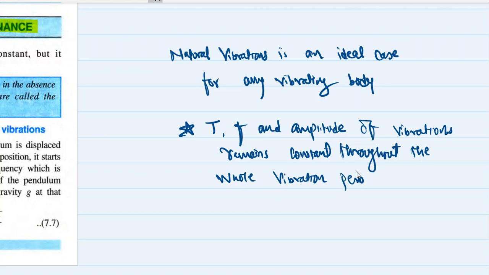ऐसे भी बोल सकते हैं. Which is really a difficult thing. In practical situations, this is never possible. कोई भी body infinite time के लिए same time period, same frequency और same amplitude से vibrate नहीं कर सकता. ठीक है? तो natural vibration ideal case है. कोई भी body जब अपनी natural frequency और natural time period के साथ एक constant amplitude के साथ vibrate करेगा, तो उस vibrations को उसके natural vibrations बोलेंगे.